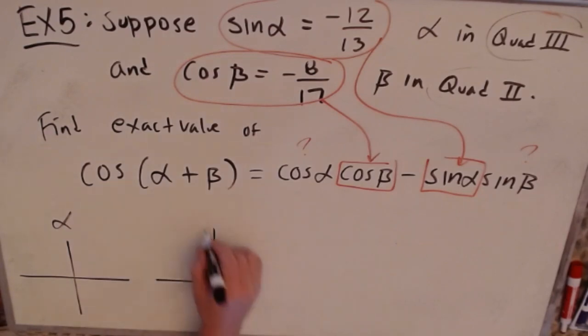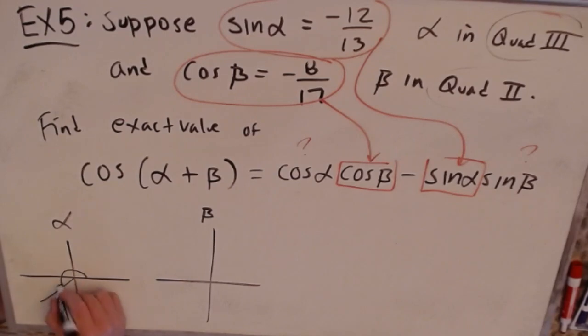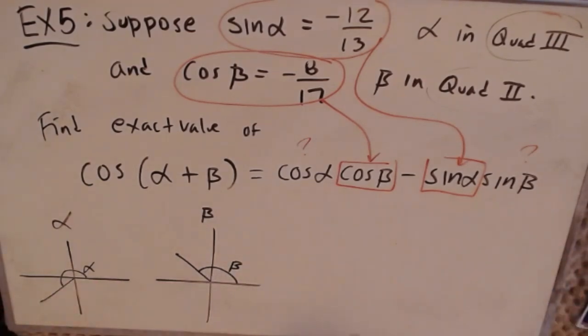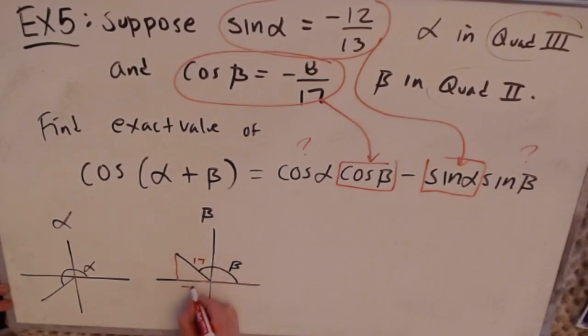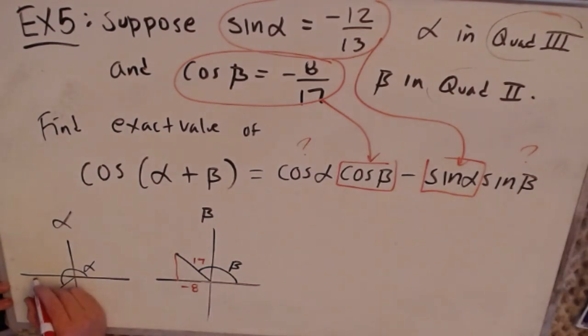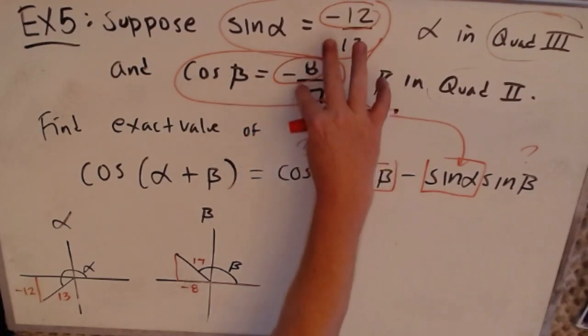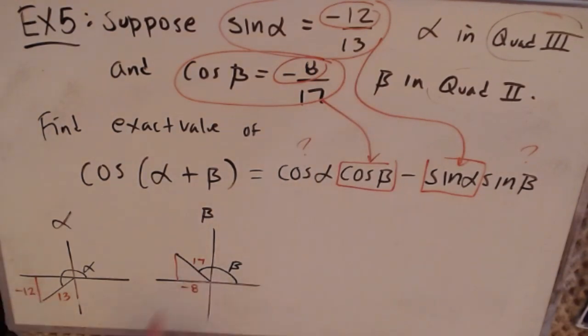So let's make one diagram for alpha and one diagram for beta. Alpha is in quadrant 3, and beta's in quadrant 2. Okay, so you've got cosine of beta over here. It's in quadrant 2. So negative 8 over 17. The hypotenuse is always positive. And then for alpha, you've got negative 12, and then the hypotenuse is 13. So if you see a negative in any of these fractions, for cosine and sine only, associate the negative with the numerator so that your hypotenuse is always positive. And now you can just do a little bit of geometry to figure out the missing side.